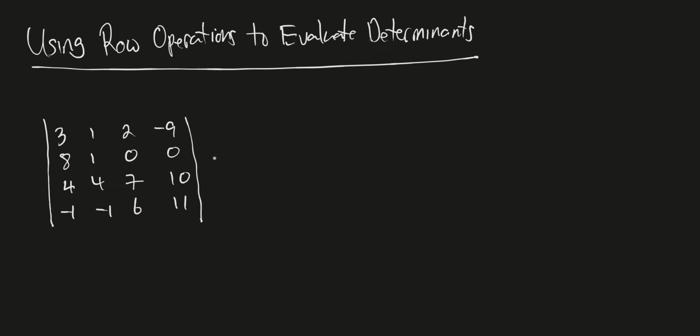All right? So the first thing I'm going to do is, it's convenient to have a 1 or a -1 as a pivot. It's not necessary though for these determinants. It's more of a luxury than a necessity. But anyway, I'm going to do a row swap and swap row 1 and row 4, right?